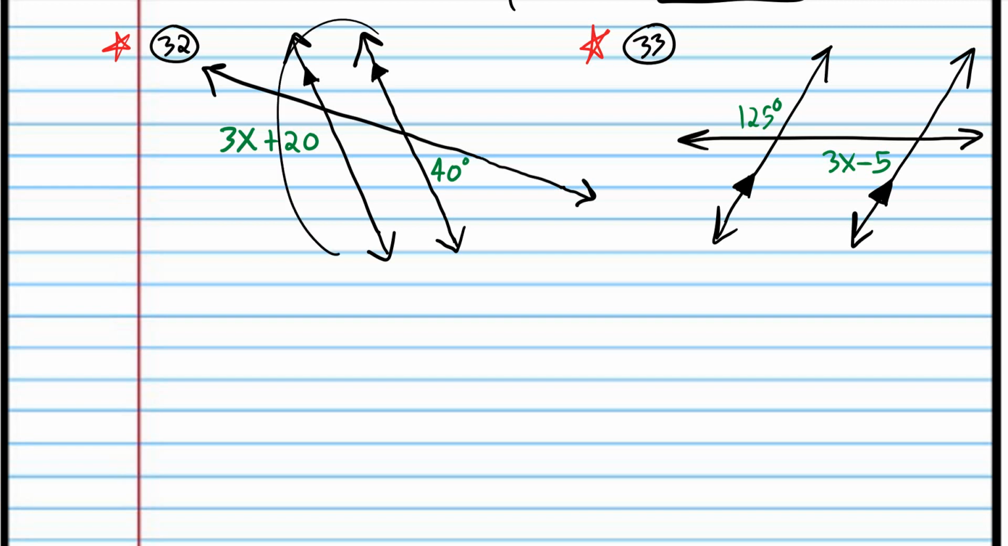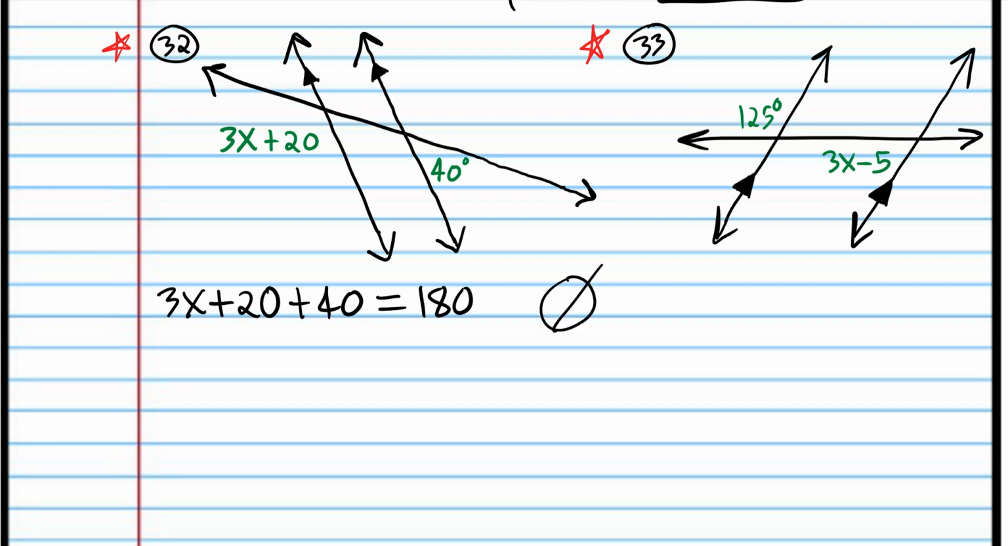Obviously, if these two lines are parallel, then this angle must be 40, because this angle and this angle are both bottom right angles in reference to the intersection points. So because this angle is 40 here, and these two angles form a linear pair, that means that 40 and 3x plus 20 must be supplementary angles. So we can just add them up. They add up to 180 degrees.